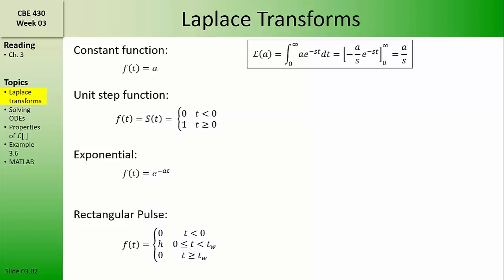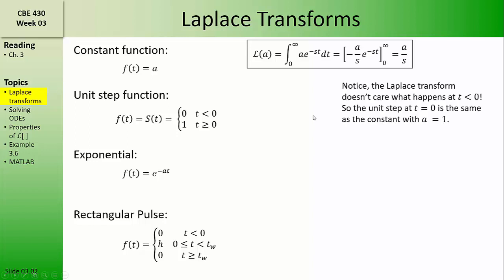As an aside, in MATLAB, the unit step function is called the Heaviside function, and it's implemented with the word Heaviside. Notice that the Laplace transform doesn't care what happens before t equals 0. So the unit step at t equals 0 is actually the same as a constant with a equal to 1, because the unit step is constant for all t greater than 0. Therefore, the Laplace transform of the step function is just 1 over s.